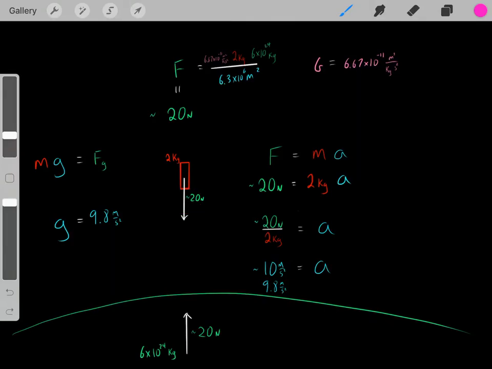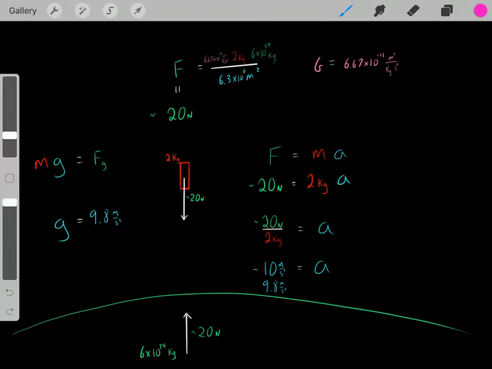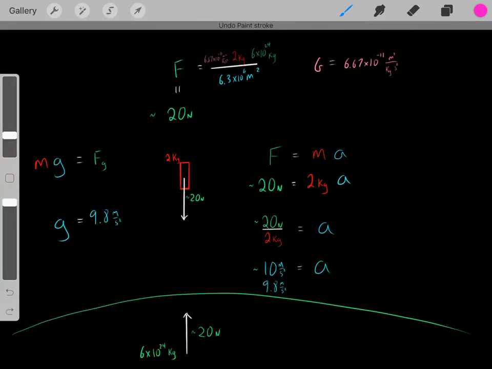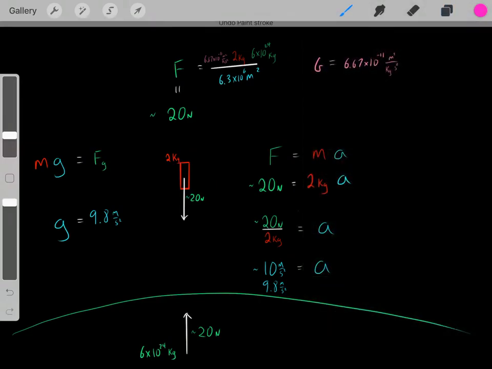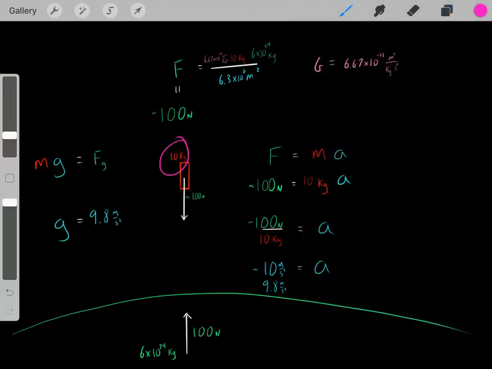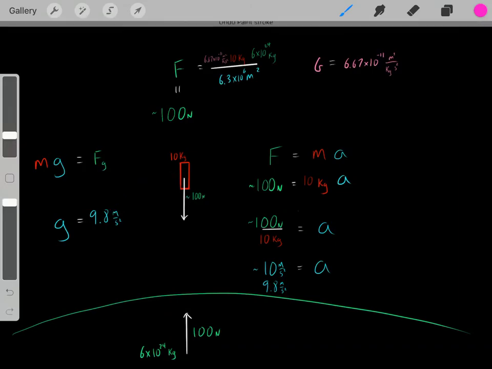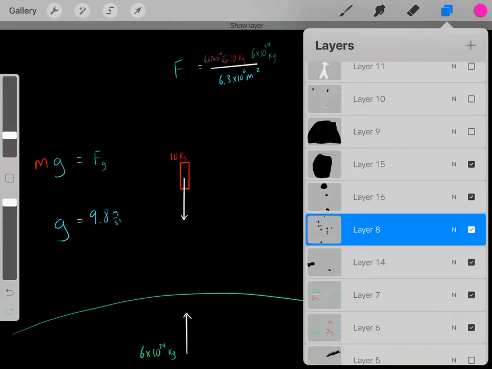So now we know. But this 9.8 meters per second squared is the acceleration due to gravity of any object. If it's a 2 kilogram book, it'll feel an acceleration of 9.8 meters per second squared. But also if we had a 10 kilogram book, it would also have this exact same acceleration due to gravity. And even if we had a 70 kilogram book, it doesn't matter. It will always feel the same acceleration due to gravity of 9.8 meters per second squared. So let's prove that.